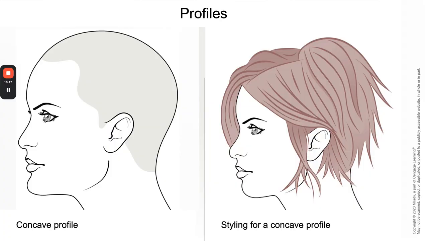Then we have a concave profile. The concave profile has a prominent forehead and chin with other features that recede inward. So meaning the middle third of the face recedes inward. This particular profile can be complemented by softly styling the hair at the nape with an upward movement. Do not build the hair onto the forehead. Don't give them a heavy bang. Don't give them lots of volume at the top, because all it's going to do is make their top third or their top half look even larger.